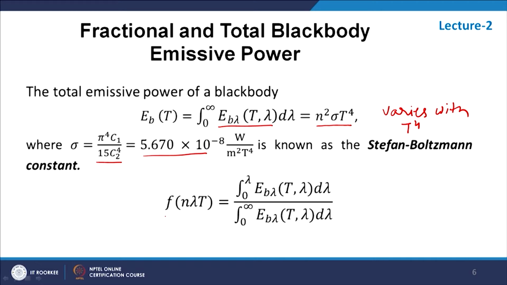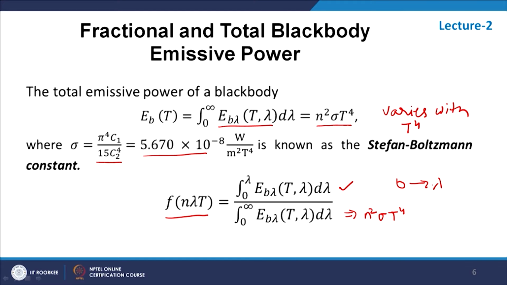So, fractional emissive power F(0 to lambda T) is defined as the integrated emissive power between the range 0 to lambda, that is the integral from 0 to lambda of E b lambda (T, lambda) d lambda, divided by the total emissive power, which is basically sigma T to the power 4. So, the denominator is nothing but n square sigma T to the power 4. This ratio is called fractional black body emissive power, that is the amount of energy emitted by a black body in a given wavelength range varying from 0 to lambda. So, this is the fractional emissive power of a black body.